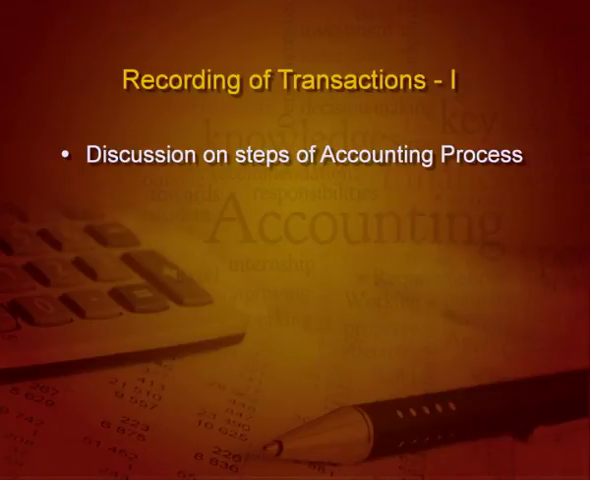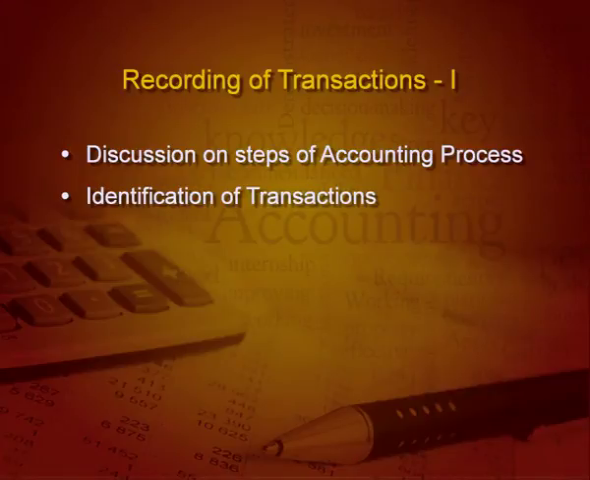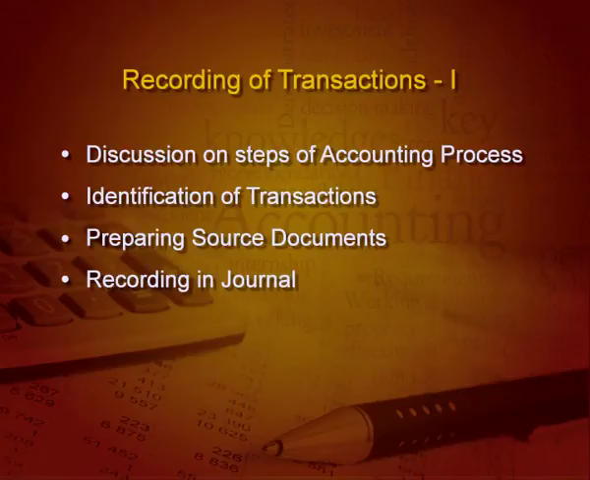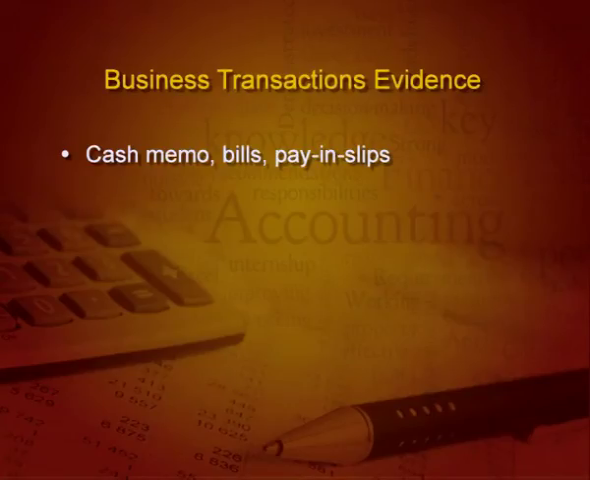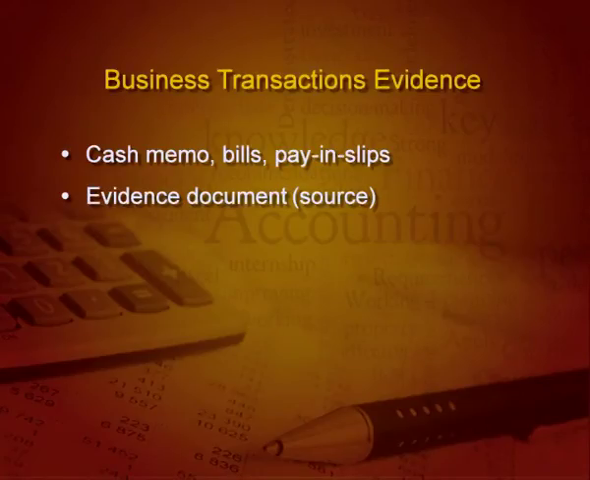In this chapter we are going to discuss the steps of the accounting process: identification of the transactions, preparing source documents, and then recording it in the journal and then posting it to the ledger. Business transaction evidence means cash memo, bills, pay-in slips, etc. These are called evidence documents, that is, the source documents.